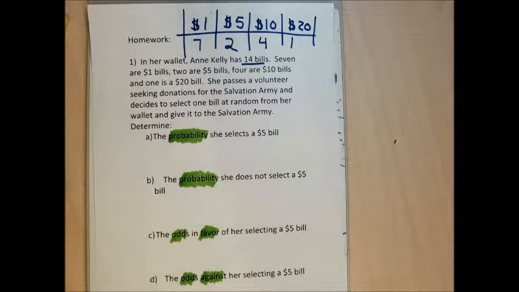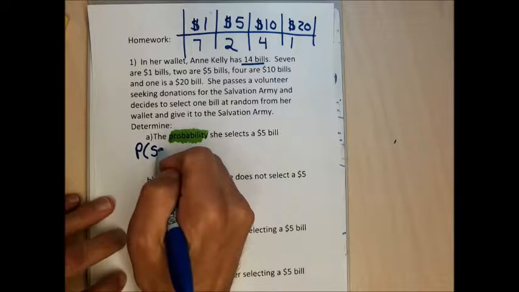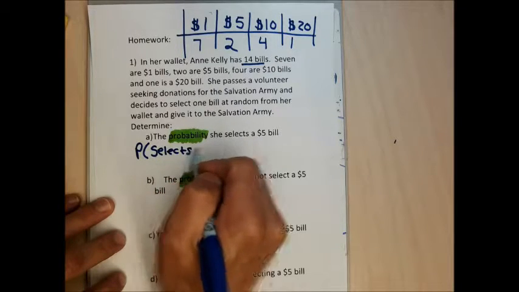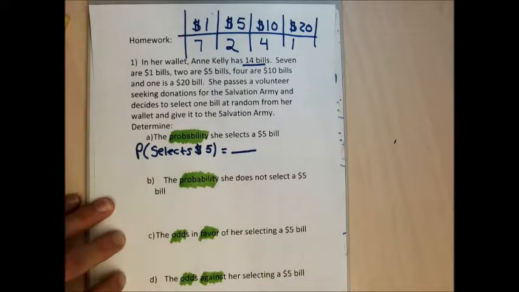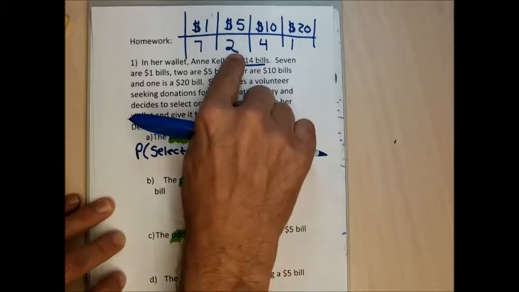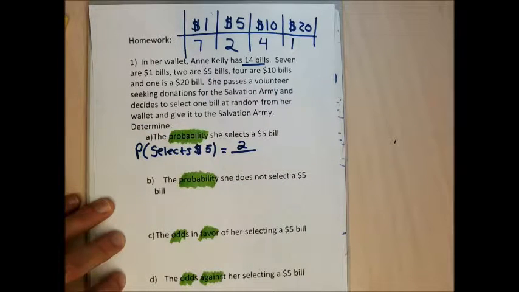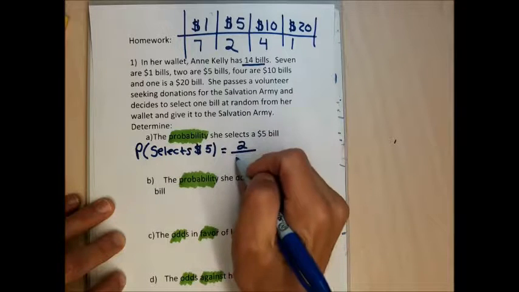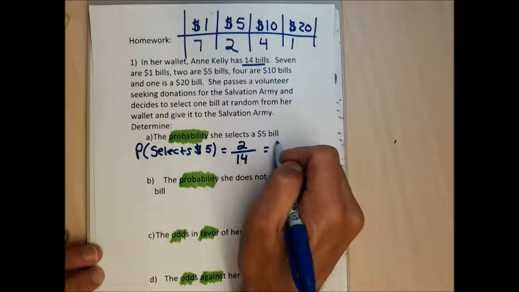What's the probability that she selects a $5 bill? To do probabilities, we're going to form fractions. In the numerator of the fraction, it's going to be the number of bills that have the desired characteristic. In this case, it's a $5 bill. There's 2 bills in her wallet that have the desired characteristic. And when I'm forming probabilities, the total number of bills in her wallet is going to go in the denominator. The probability that she selects a $5 bill reduced is 1 in 7.